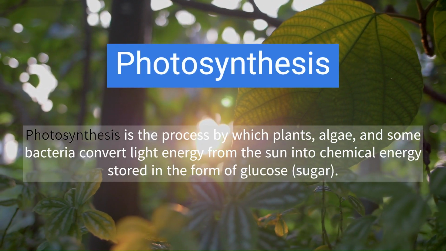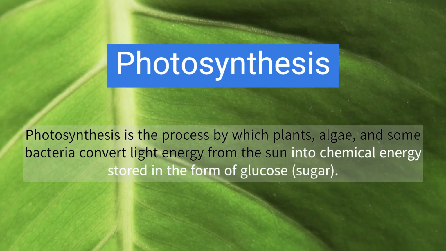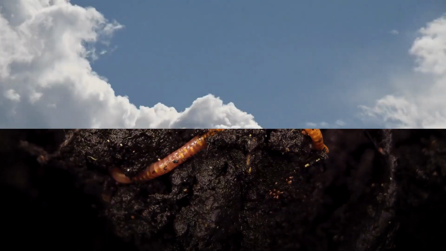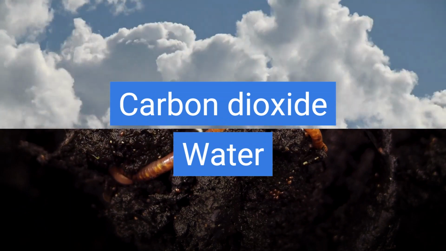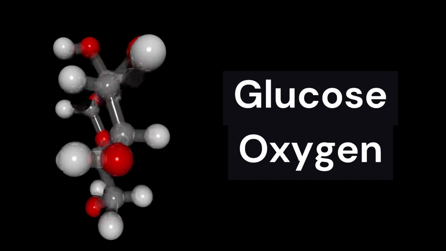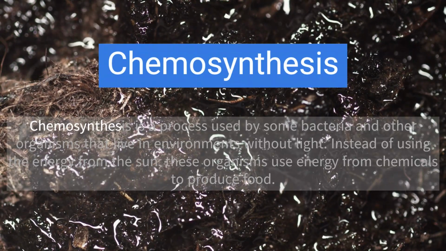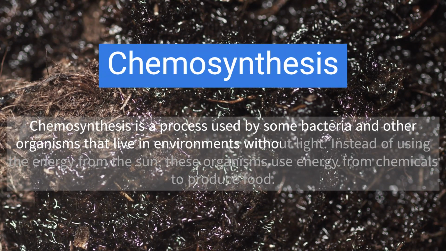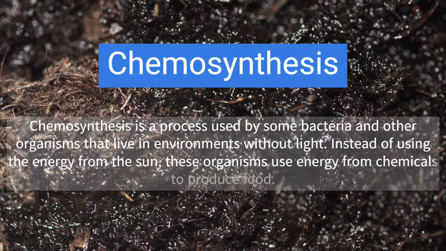Photosynthesis is the process by which plants, algae, and some other bacteria convert light energy from the sun into chemical energy stored in the form of glucose. During photosynthesis, carbon dioxide from the air and water from the soil are taken in by the plant, and the energy from the sun is used to convert these into glucose and oxygen. This glucose is then used as a source of energy for the plant. Chemosynthesis is a process used by some bacteria and organisms that live in environments without light. Instead of using the energy from the sun, these organisms use energy from the chemicals to produce food.